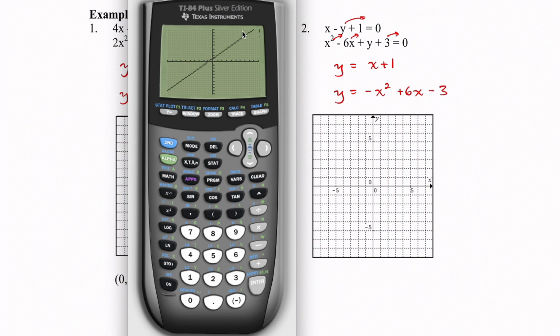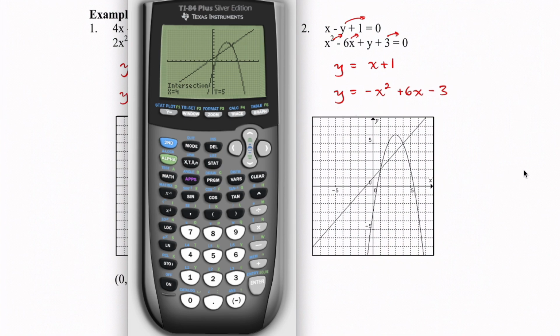So there is the linear equation. And then our quadratic equation comes up and it crosses once, twice. So to find those again, second, trace, option number 5, move closest to the 1 point, enter, enter, enter, and we get 1 and 2. So then we can find our next point, second trace, option number 5. This time move closer to the other point, and then enter, enter, enter, and we get 4 and 5. So I'm just going to put up the graph that we just got here, and then the answer that we got was 1 and 2 and 4 and 5.